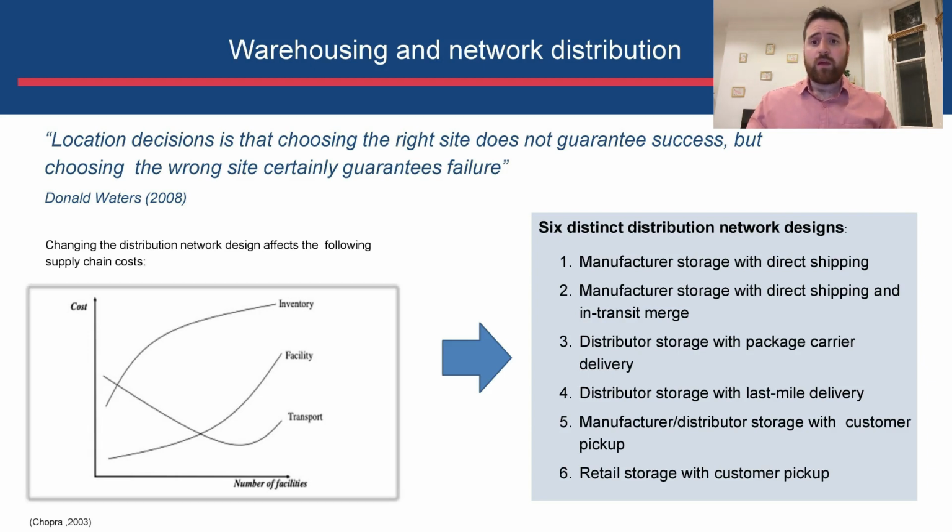In general, we can find 6 different distribution network designs. For example, manufacturer storage with direct shipping, manufacturer storage with direct shipping and in-transit merge, distributor storage with package carrier delivery, distributor storage with last mile delivery, manufacturer or distributor storage with customer pickup, and finally retail storage with customer pickup. Each one has some strengths and weaknesses, and the implementation depends on the nature of the company.